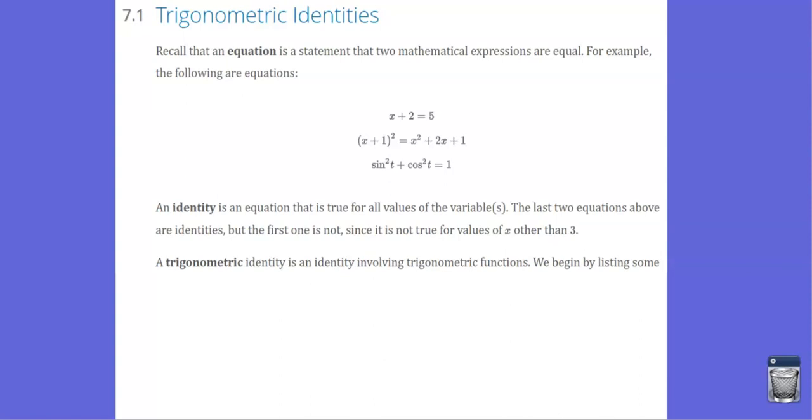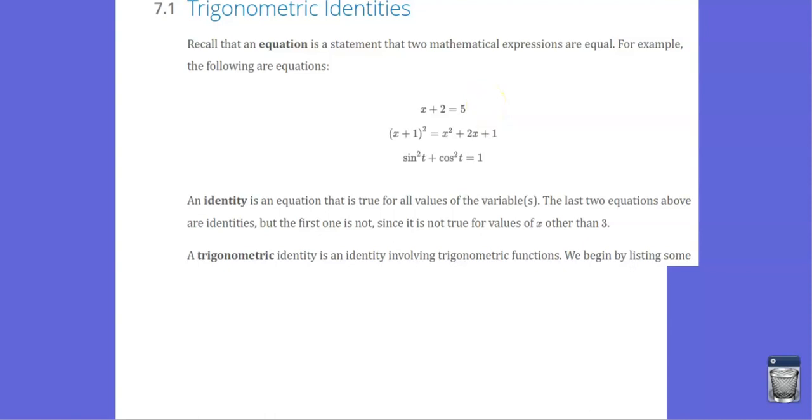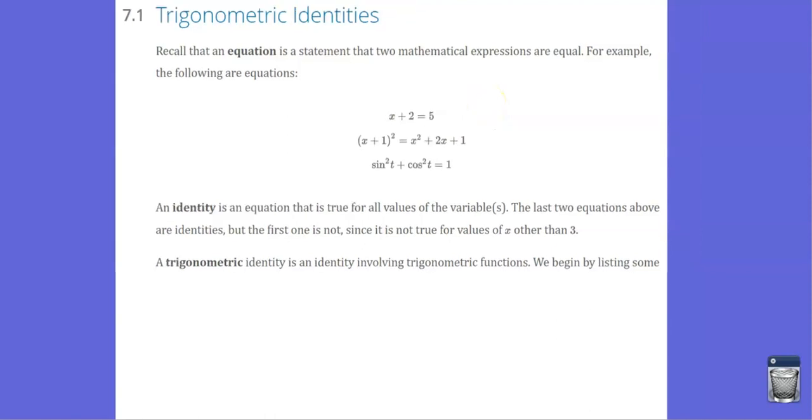This is 7.1, trig identities. And here I want you to understand what an identity is. First of all, if you look closely at these three examples here, this equation right here, this right here, and then look at this. I want you to notice these. They're all equations, but there is a difference between what an equation is and an identity.